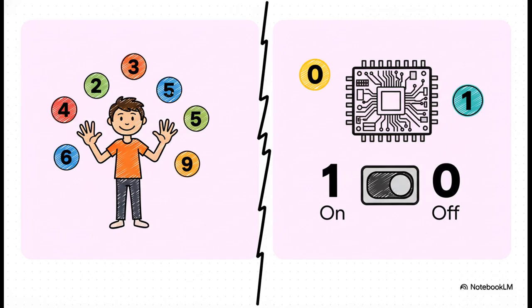But computers? They're built from billions of tiny little switches. And for a switch, life is very simple. It's either on, which we call a 1, or it's off, which we call a 0. That's it. Their entire universe is built on this base 2 system, which we call binary.